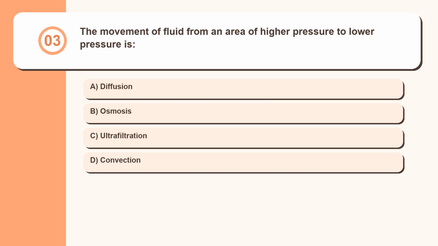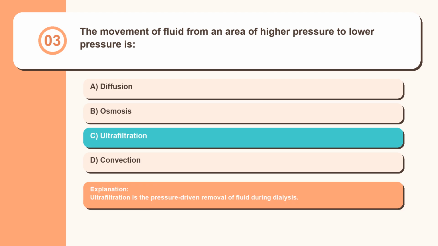Question 3. The movement of fluid from an area of higher pressure to lower pressure is diffusion, osmosis, ultrafiltration, convection. Ultrafiltration is the pressure-driven removal of fluid during dialysis.